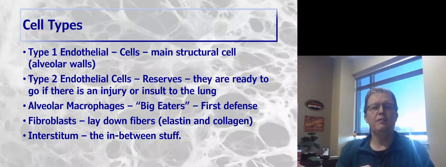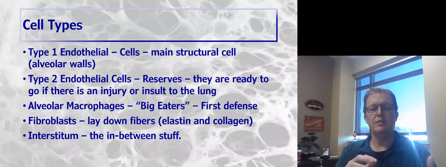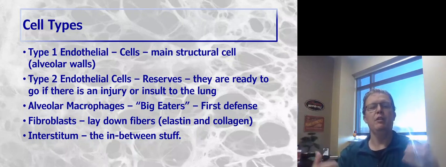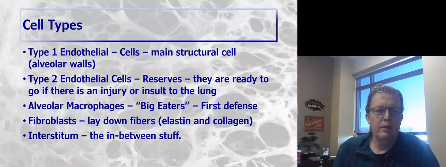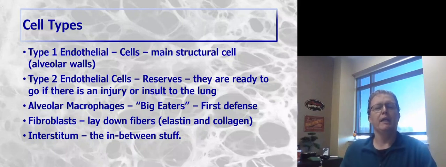Now you have connective tissue, you have collagen and fibrin, elastin, vascular tissue, all of those other things that are within the walls, if you will. But the endothelial cells are the main cell structure. So when we discuss things that damage lung tissue, primarily that's going to be type 1 endothelial cells.